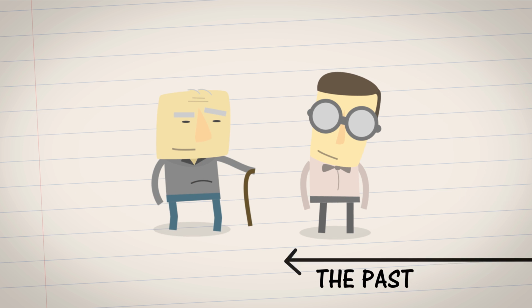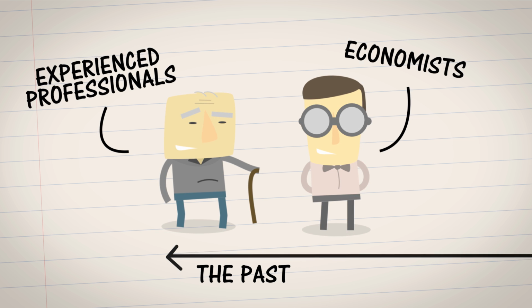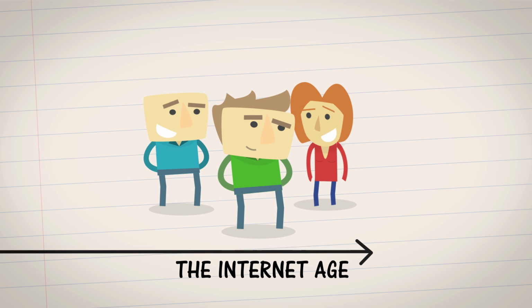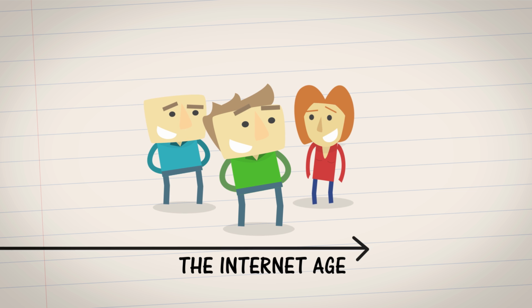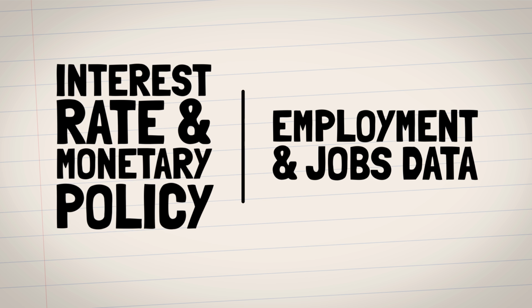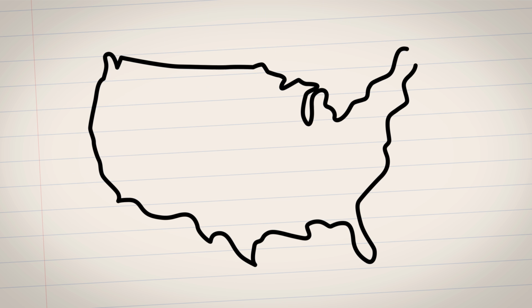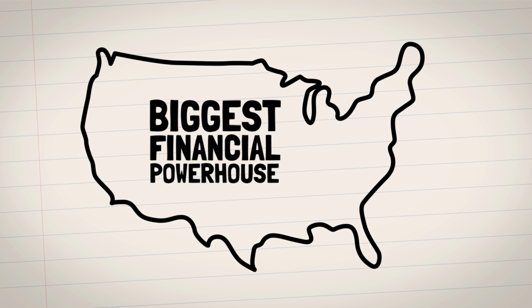In the past, only experienced professionals and economists received this data in a timely fashion. But in the internet age, everyone has access to dozens of economic surveys and indicators every week. This data can be divided into 3 main groups: interest rate and monetary policy, employment and jobs data, and consumption and production data. Now, keep in mind, most of this data is based on the US economy, since it's the biggest financial powerhouse that moves global markets.